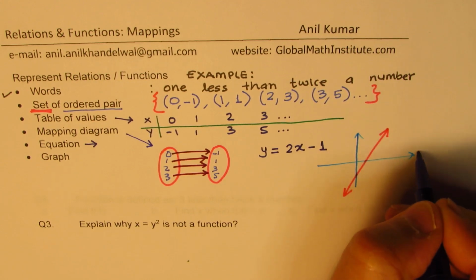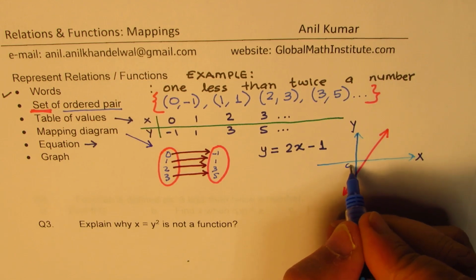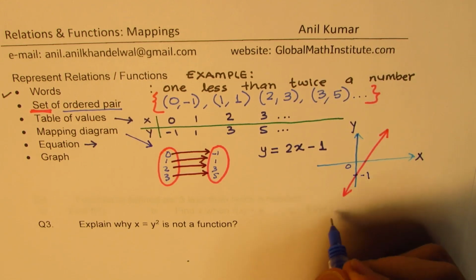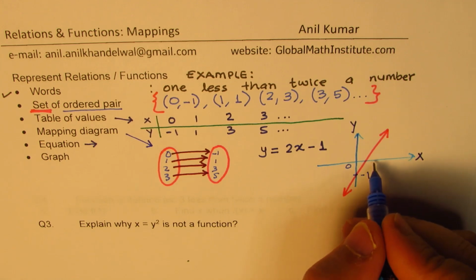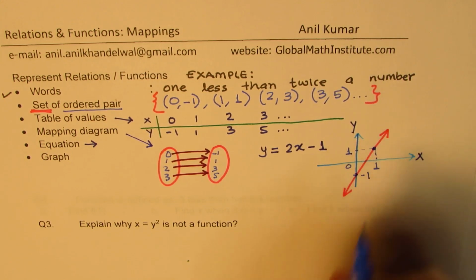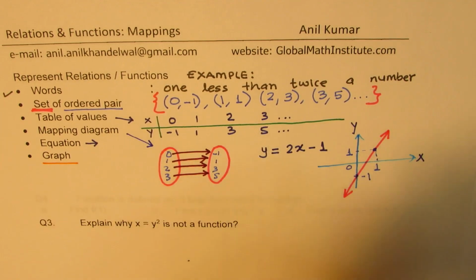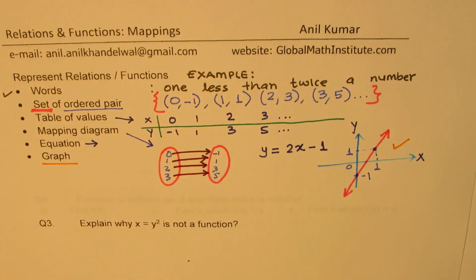So here we have the x-axis, y-axis, the points, this is 0. At 0 we have the value of -1, right? At 1 we have the value of 1, and that becomes a straight line with all other points, as you can see, right? So 1 less than twice a number, that is the graph for us. So these are different ways in which we'll be representing our relations.